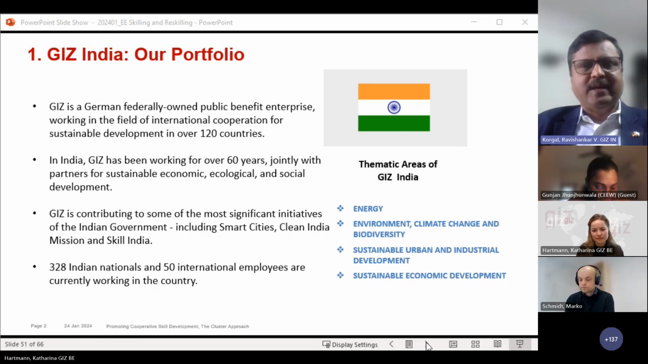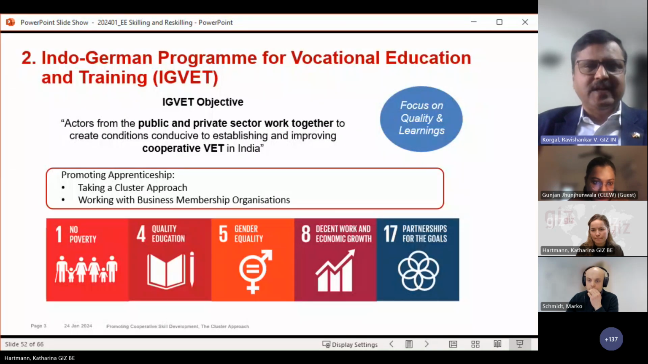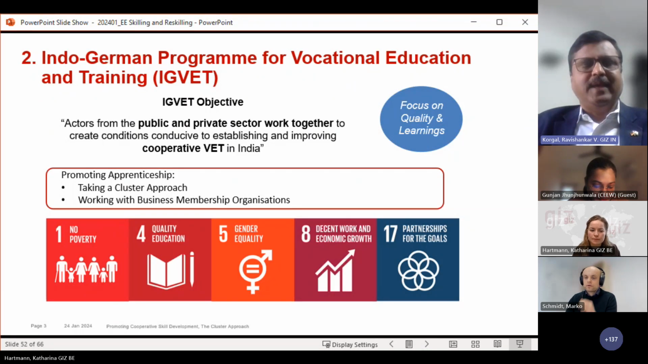And most of the thematic areas are energy, environment, sustainable urban and industrial development, sustainable economic development, and now the most important topic is just transition. We are also actively involved in just transition activity and also green skilling. So currently our project is going to end here. Then we are going to next focus on green skilling, especially on electric vehicle technology and solar, wind energy, and all those areas. This is the program name, that is Indo-German Program for Vocational Education and Training.